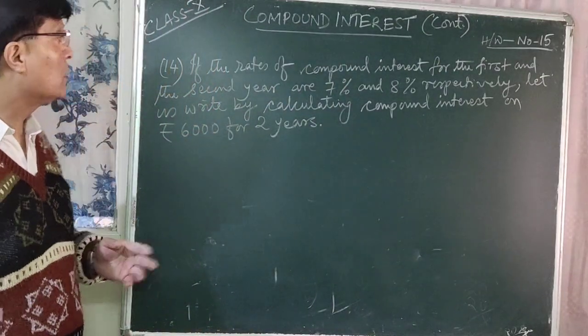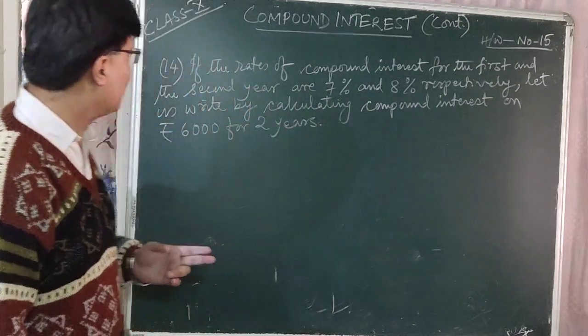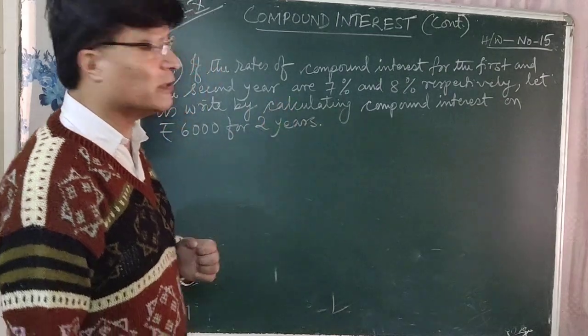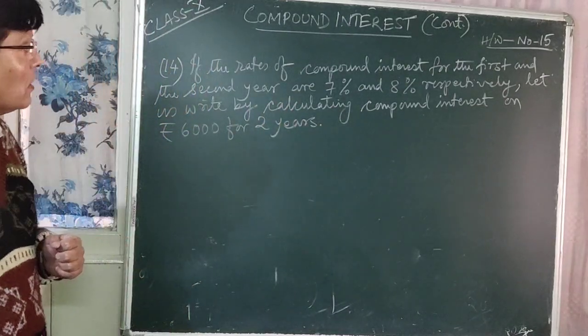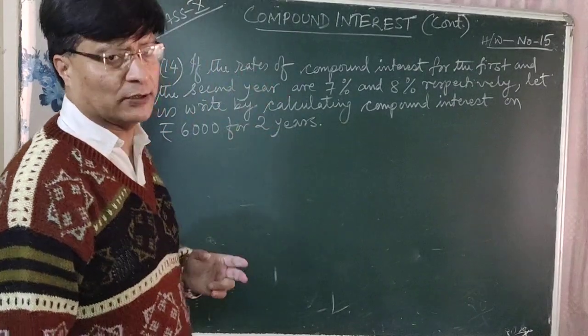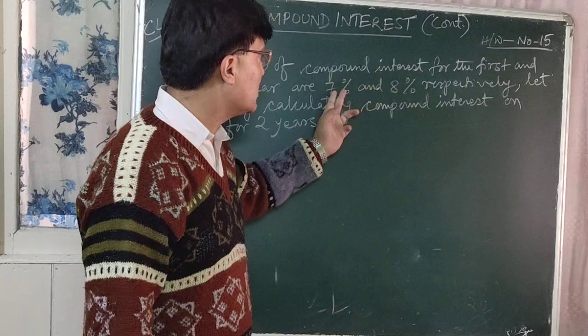Here it says, if the rates of compound interest for the first and the second year are 7% and 8% respectively. Okay? So what is the rate of compound interest for the first year? For the first year, what is the rate of compound interest? 7%.